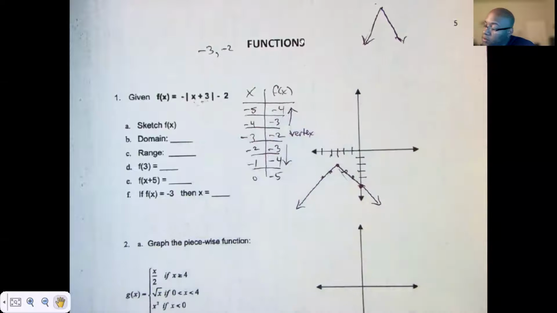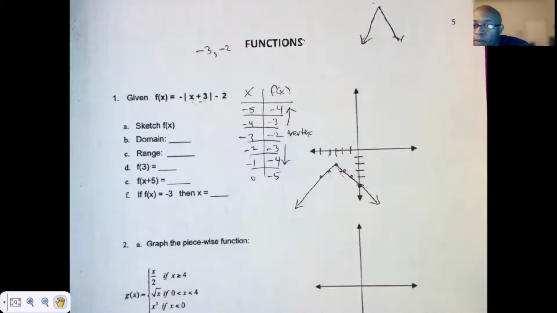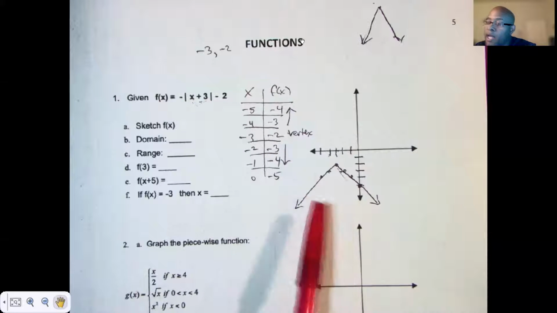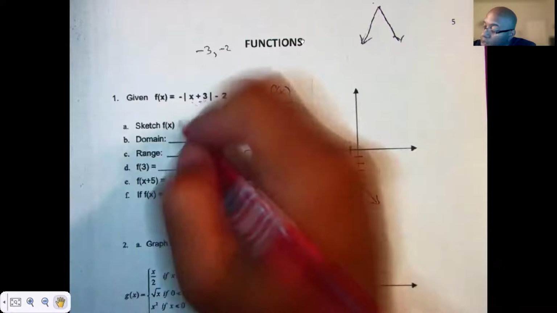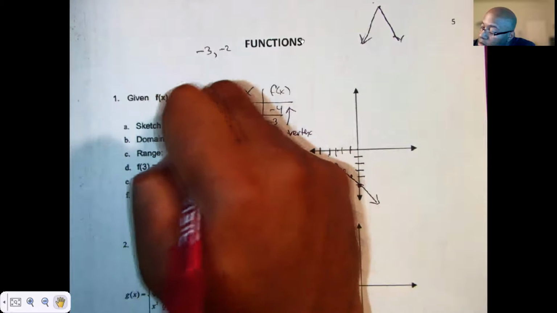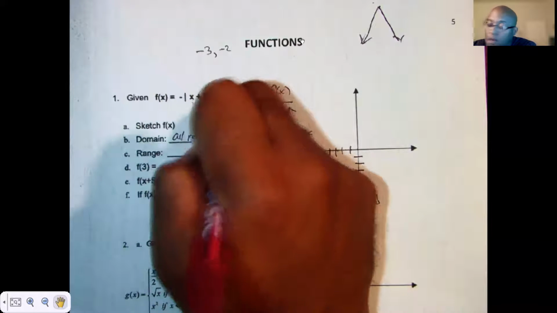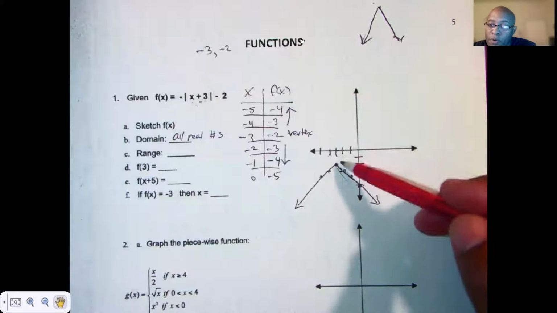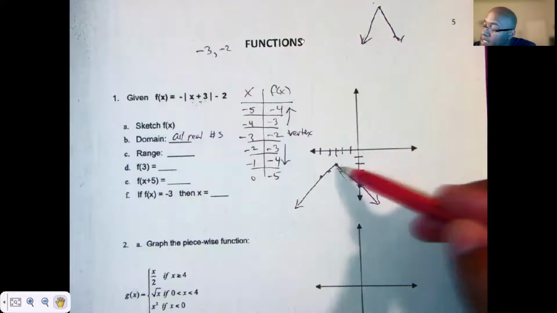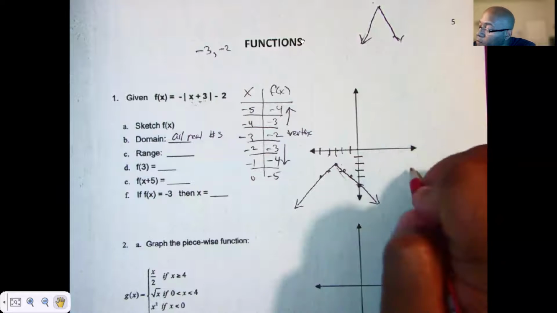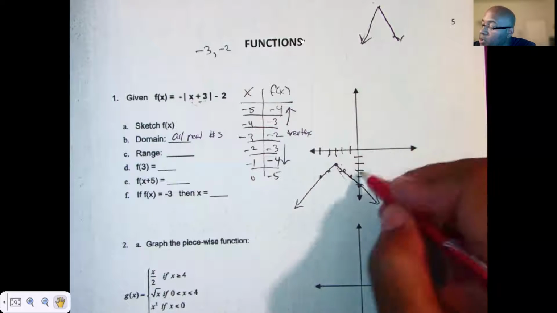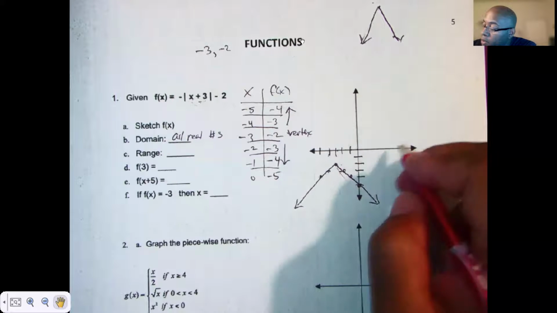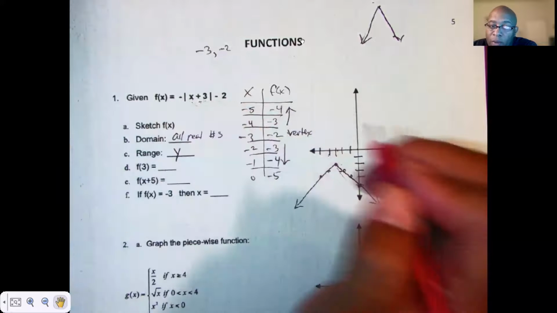So here's my picture. So how do we do the domain? Remember, if it's an absolute value, the domain is always all real numbers. The range is based upon the highest or lowest point. So the highest point is at -2. We know it's at -2. So the question is, does this go up or down? Okay, and we know the range is always described with the letter Y.